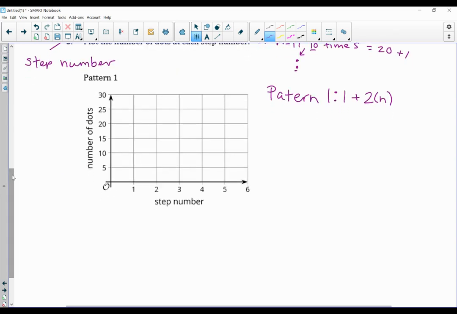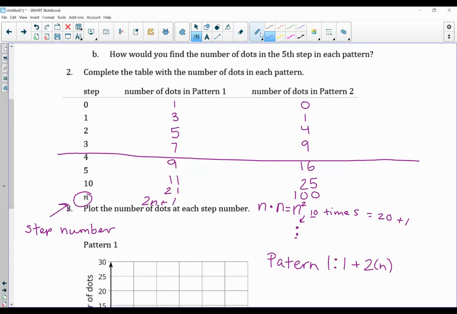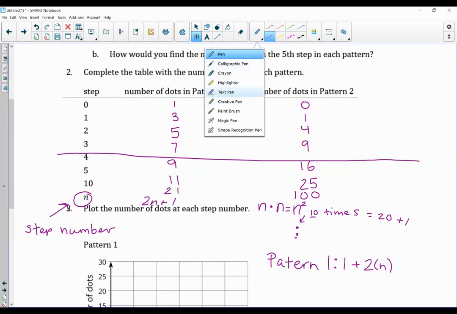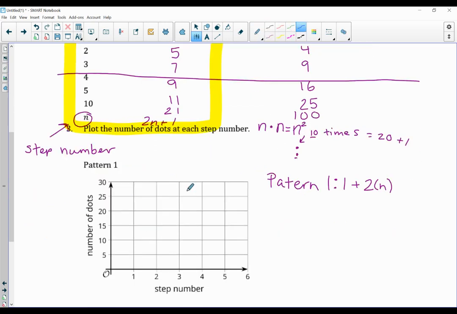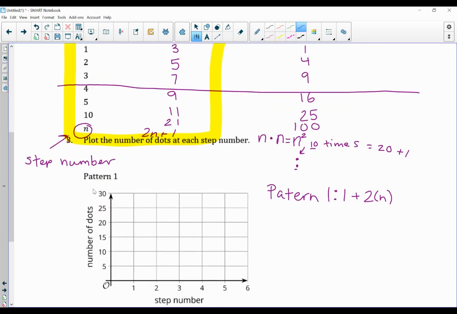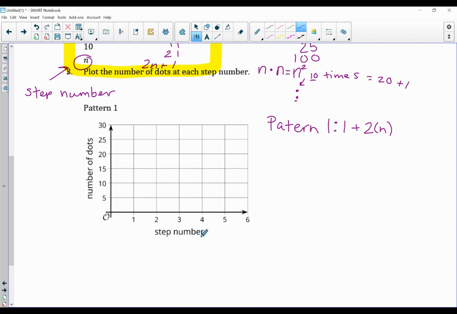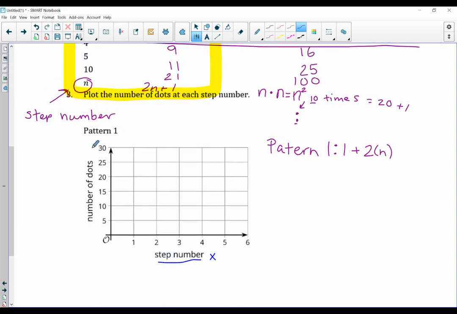Number 3, I'm going to pretty much skip through. It's just asking us to plot the points. So I'm literally going to be using just this section here. So the step number, I have to look at my graph. It says step number here. So those are my x coordinates. And then on the side, it says number of dots. So that's my y coordinates.